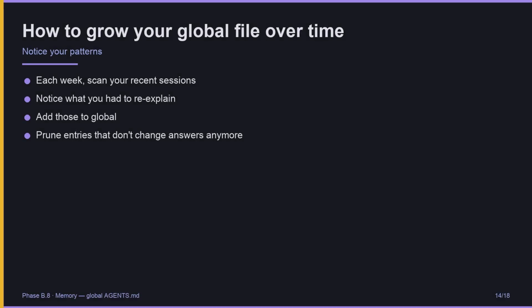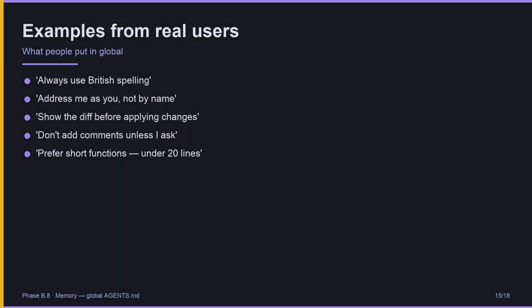How to grow your global file over time. Each week, scan your recent sessions. Notice what you had to re-explain. Add those things to the global file. Prune entries that don't change answers anymore. The file should be a living document of your actual preferences, not a graveyard of every preference you've ever had. Less is more.